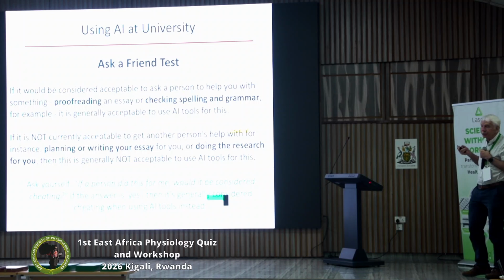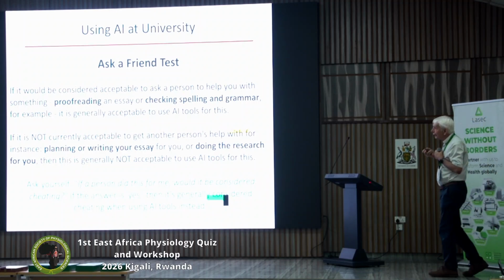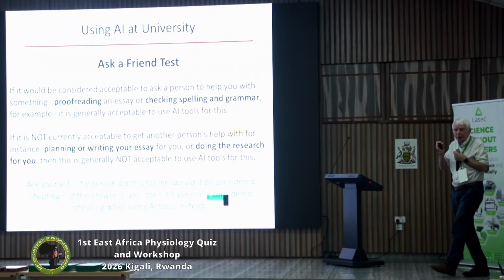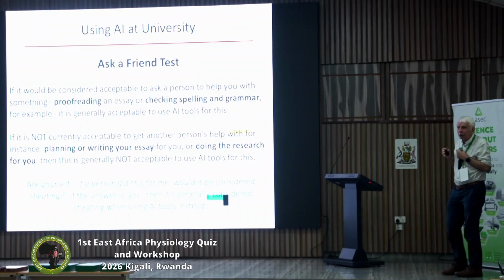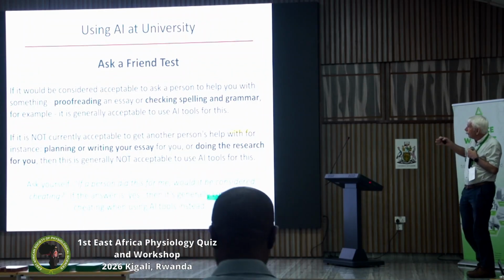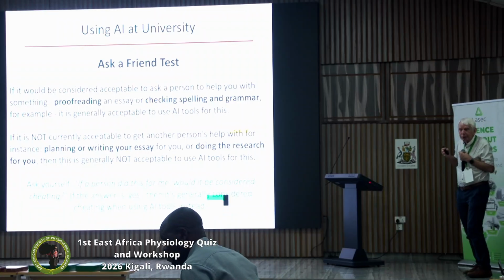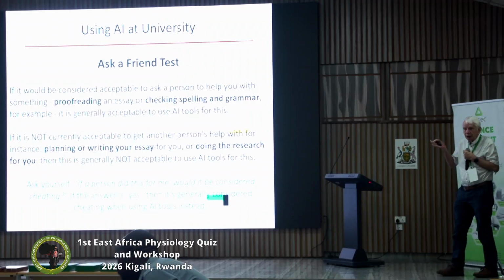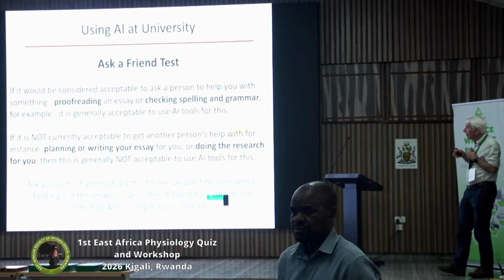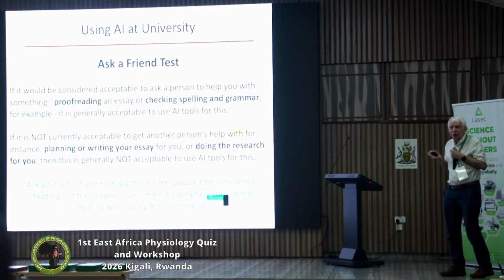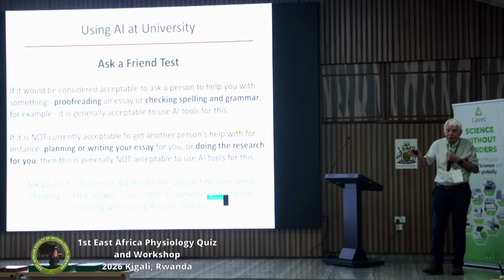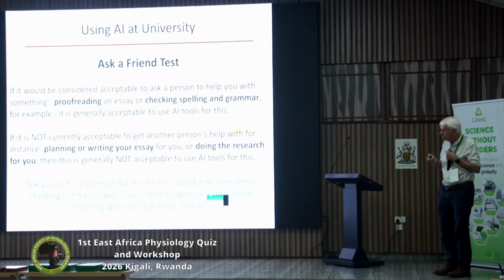One of the key questions at university is what you could call the ask-a-friend test. So when is the use ethically approved or ethically wrong? Well, proofreading, grammar check, and spelling are examples of accepted use of AI. But if you would ask your friend to make the planning or to write an essay for you, of course this is not ethical, and it's also not ethical to use AI for this purpose.